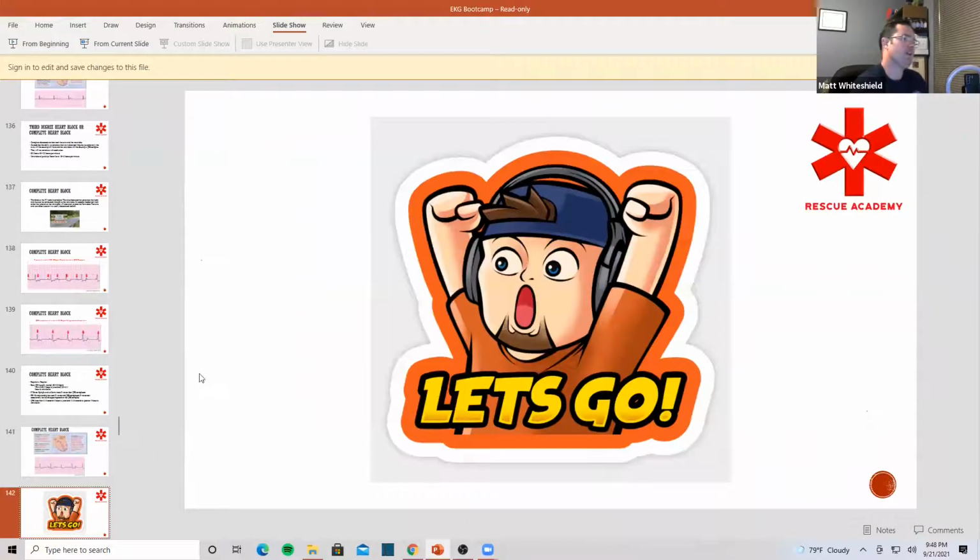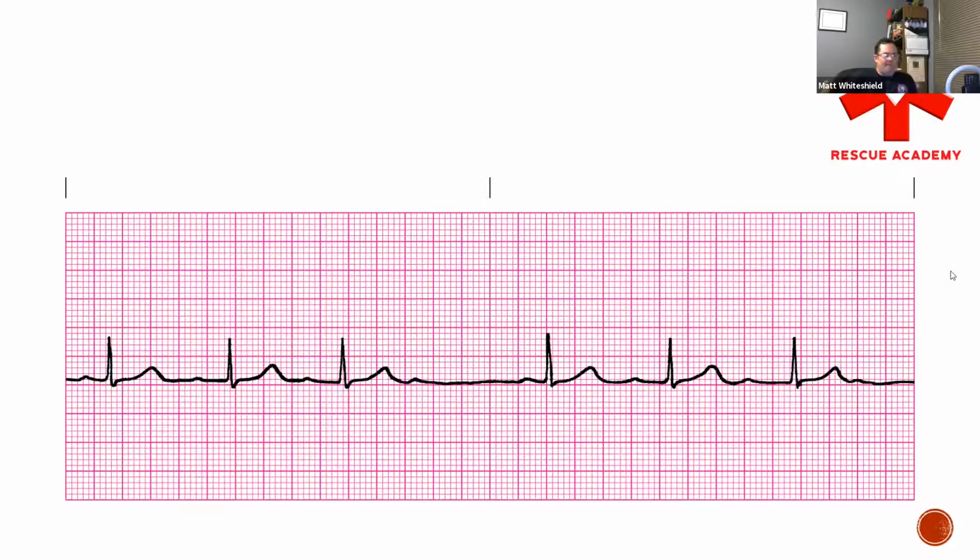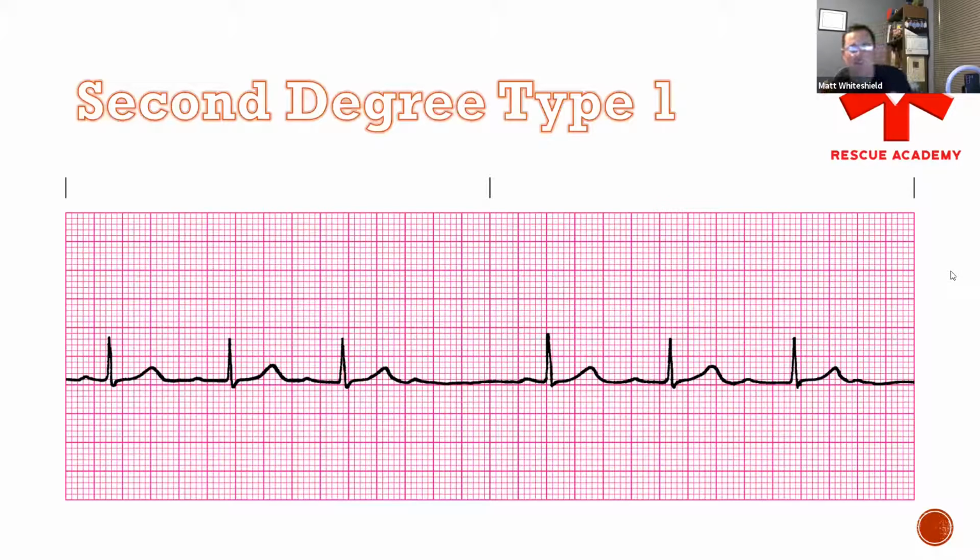All right, we ready to roll with it? Tell me what block you see. Pay attention to the PRIs. If you said second degree, pretty obvious, right? Because we have a missing beat. We know it's a type 1. Why? Because look at the distance between our P waves to our QRS complex. Right here, it's right before. I know it's probably not the best photo of one, but then right here, you can tell this P wave is now delayed. Then over here, it gets even more delayed. Remember, going, going, gone.